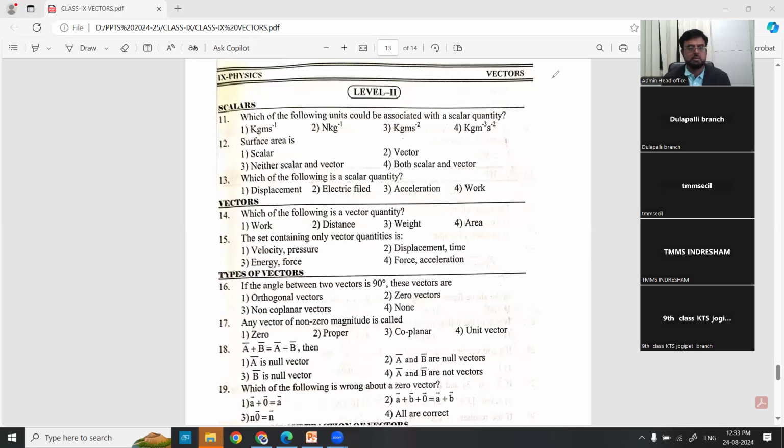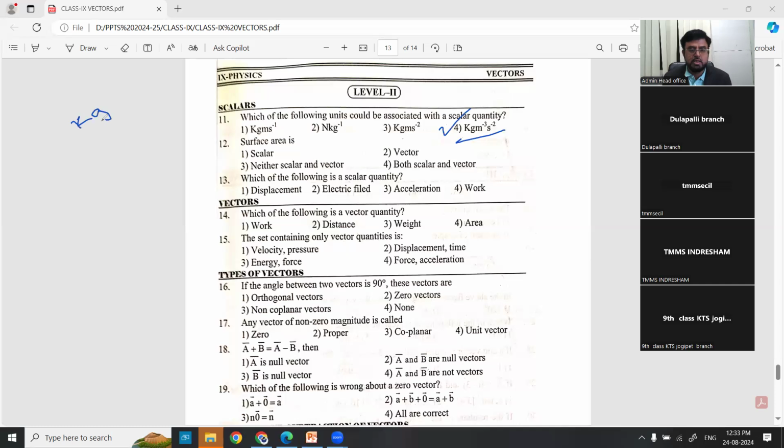Just a minute. Which of the following units could be associated with the scalar quantity? So the answer is this, I will tell how. I'll do one thing, you can solve everything. So what is there here? Different quantities are there: kg, meter, second; Newton, kg, second; kg, meter per second square. So when you face this quantity, I'll check this one, the remaining you can try.